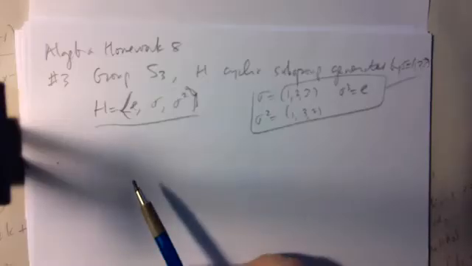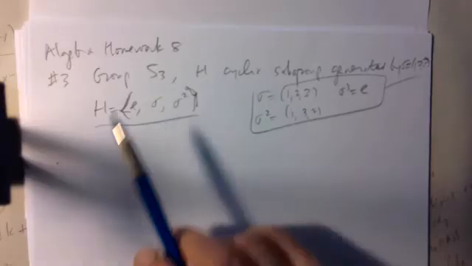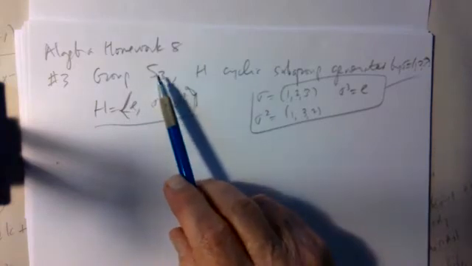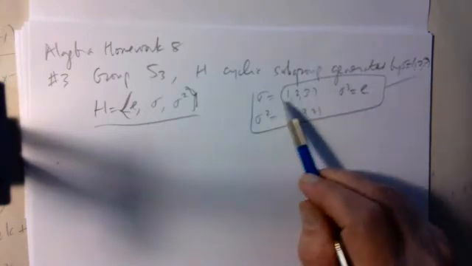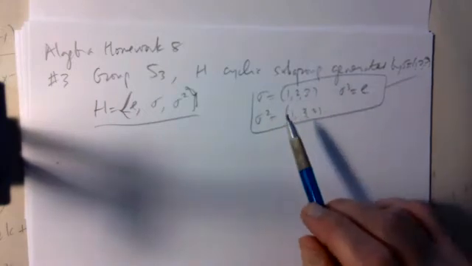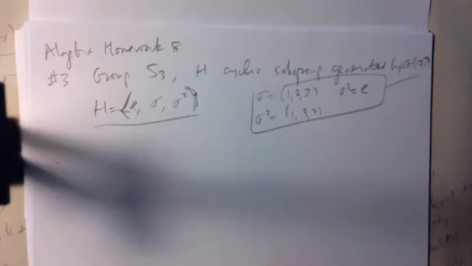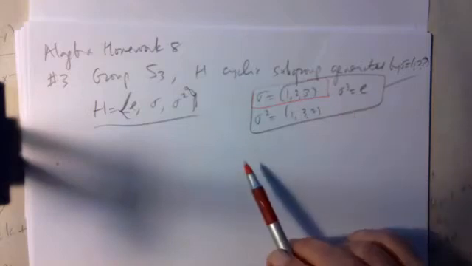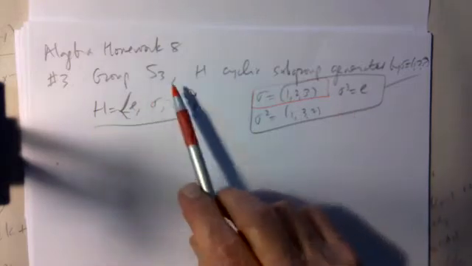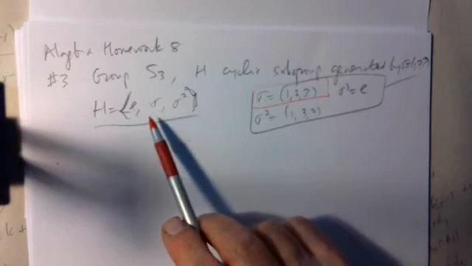So in Algebra Homework 8, Problem 3, we have the group S3, the symmetric group, and we take the cyclic subgroup generated by this permutation sigma. If you look at sigma, sigma squared is 132, that 3 cycle, and sigma cubed is the identity. So the subgroup H consists of 3 elements.